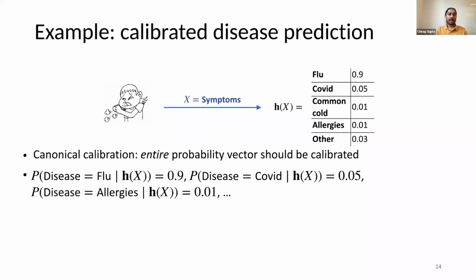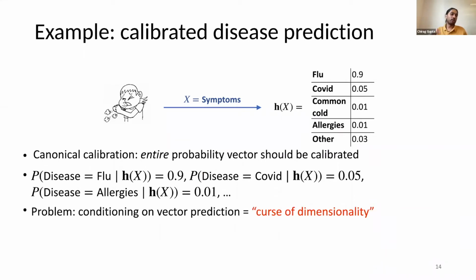So what canonical calibration says is that conditioned on this entire vector, which is 0.9, 0.05, 0.1, 0.01, 0.01, 0.3, this entire vector, the probability of disease being flu is 0.9, and the probability of disease being COVID is 0.05, and so on. And this is true up to the smallest probabilities like allergies. And you can imagine that you don't actually care about all of these probabilities. Like suppose just this was true, that the disease is flu, then you're kind of happy enough already.